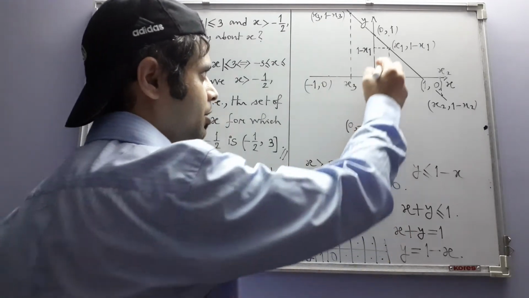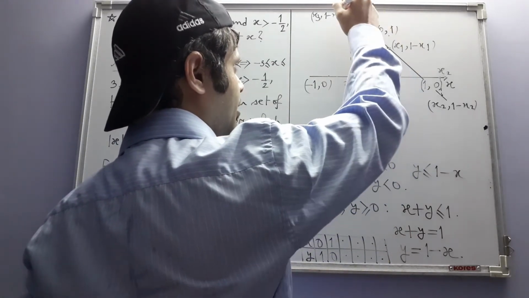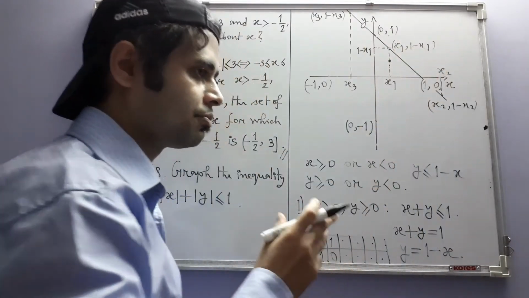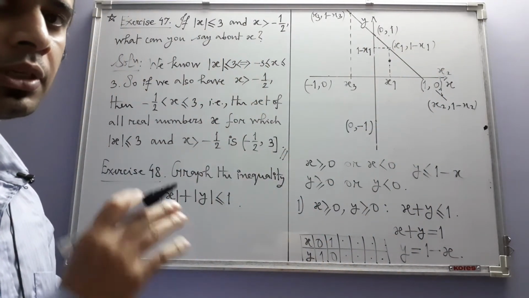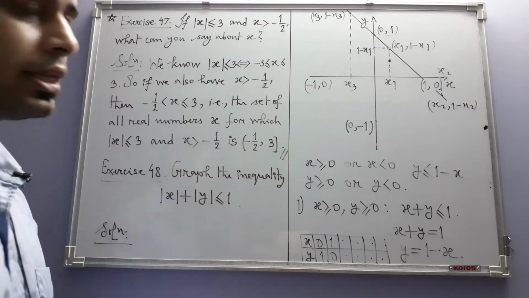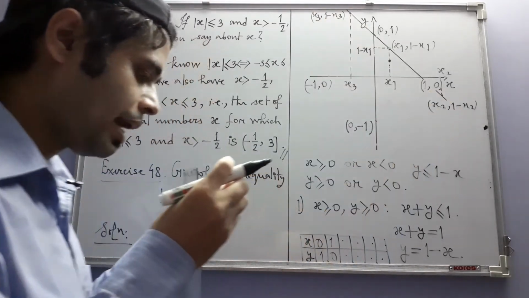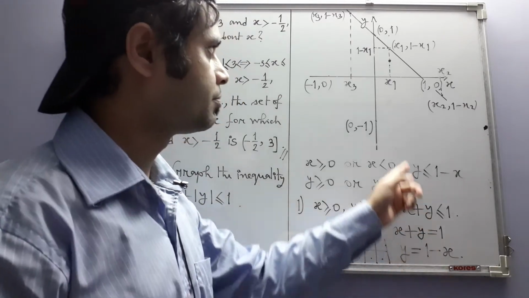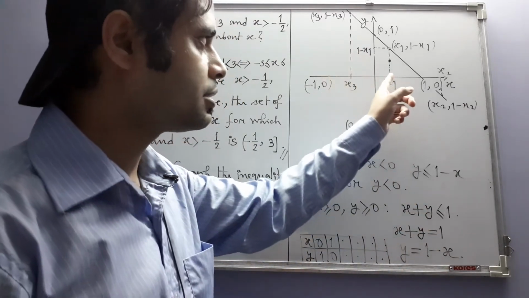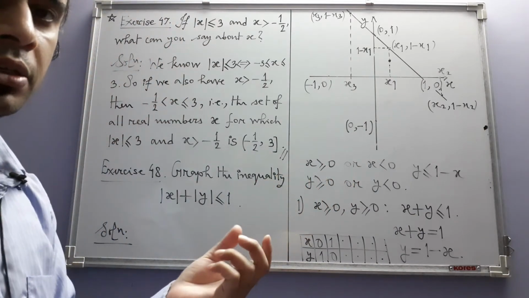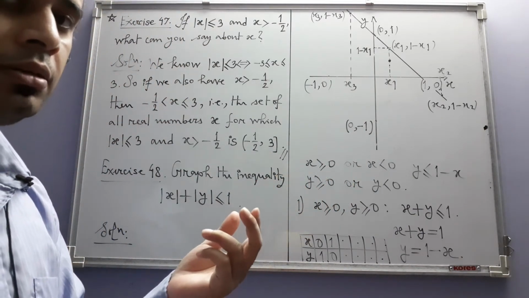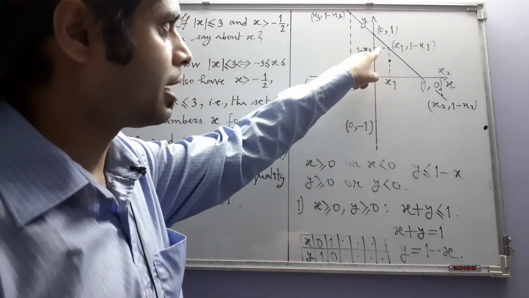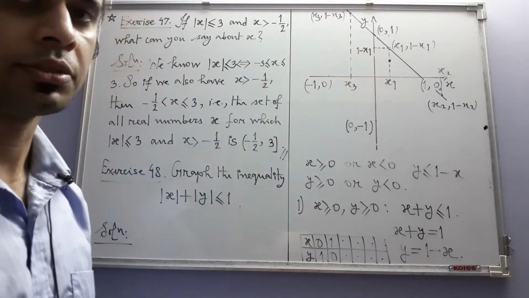Why? Because any point that lies on the line will have some coordinate that is lying on this line. If you add the coordinates, the sum will be equal to 1. For points below this line, if you add the x and y coordinates, the sum will be less than 1, because there the y values are smaller than 1 minus x1.